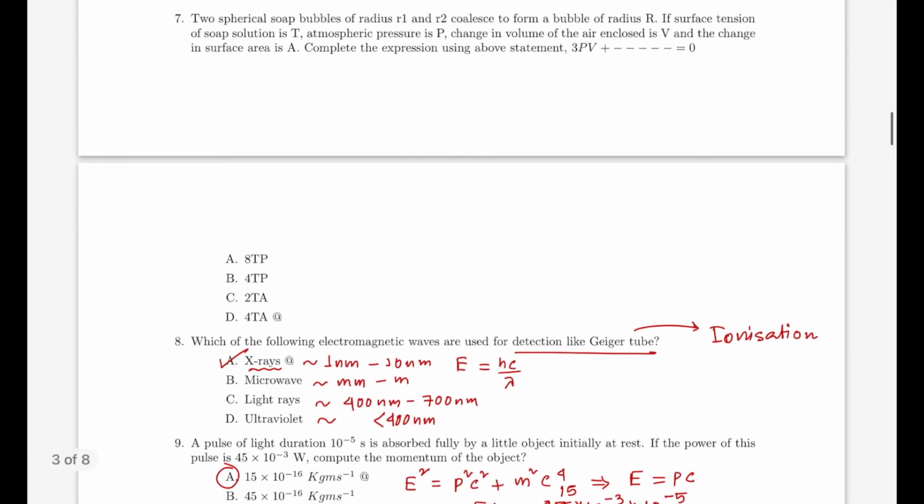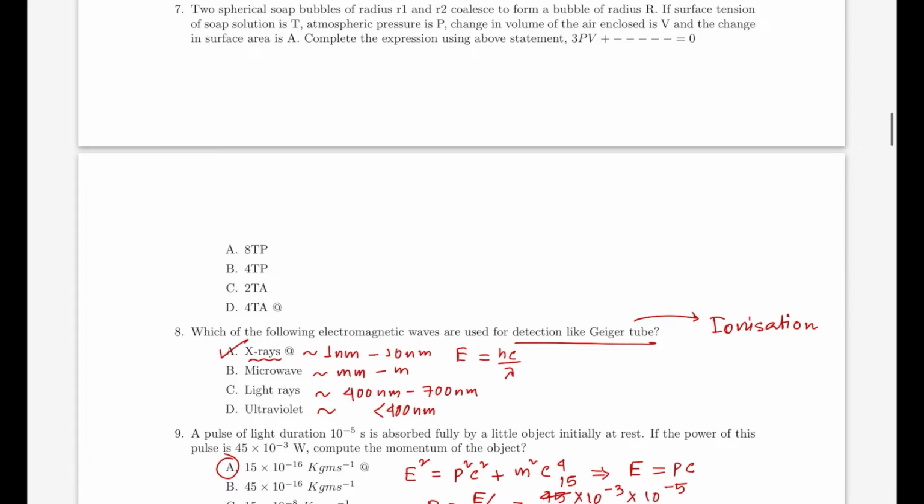Now the question is, two spherical soap bubbles of radius R1 and R2 are joined to form a bubble of radius R. If the surface tension of the soap is T, atmospheric pressure is P, the change in volume of air enclosed is V, and the change in surface area is A, we have to complete the expression given here.